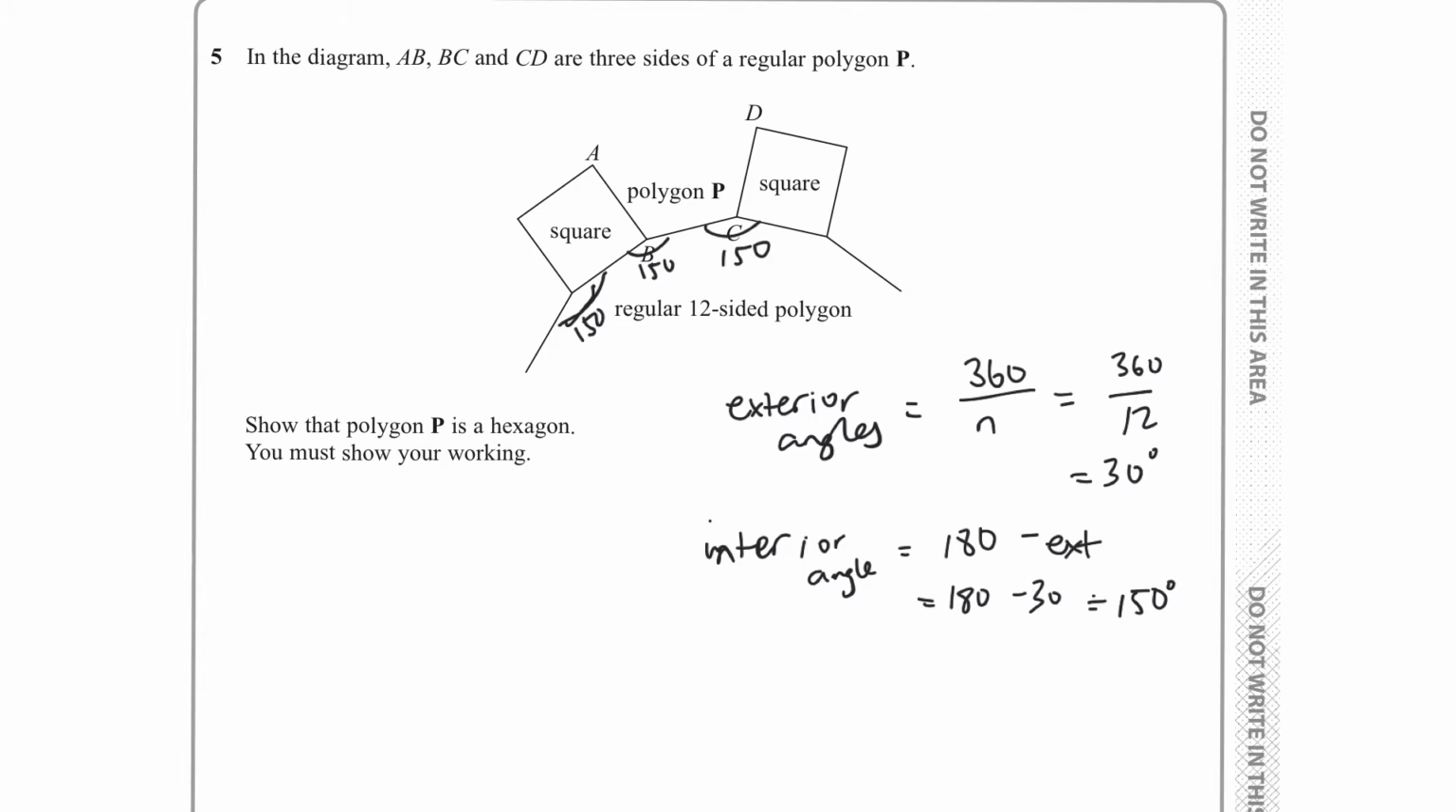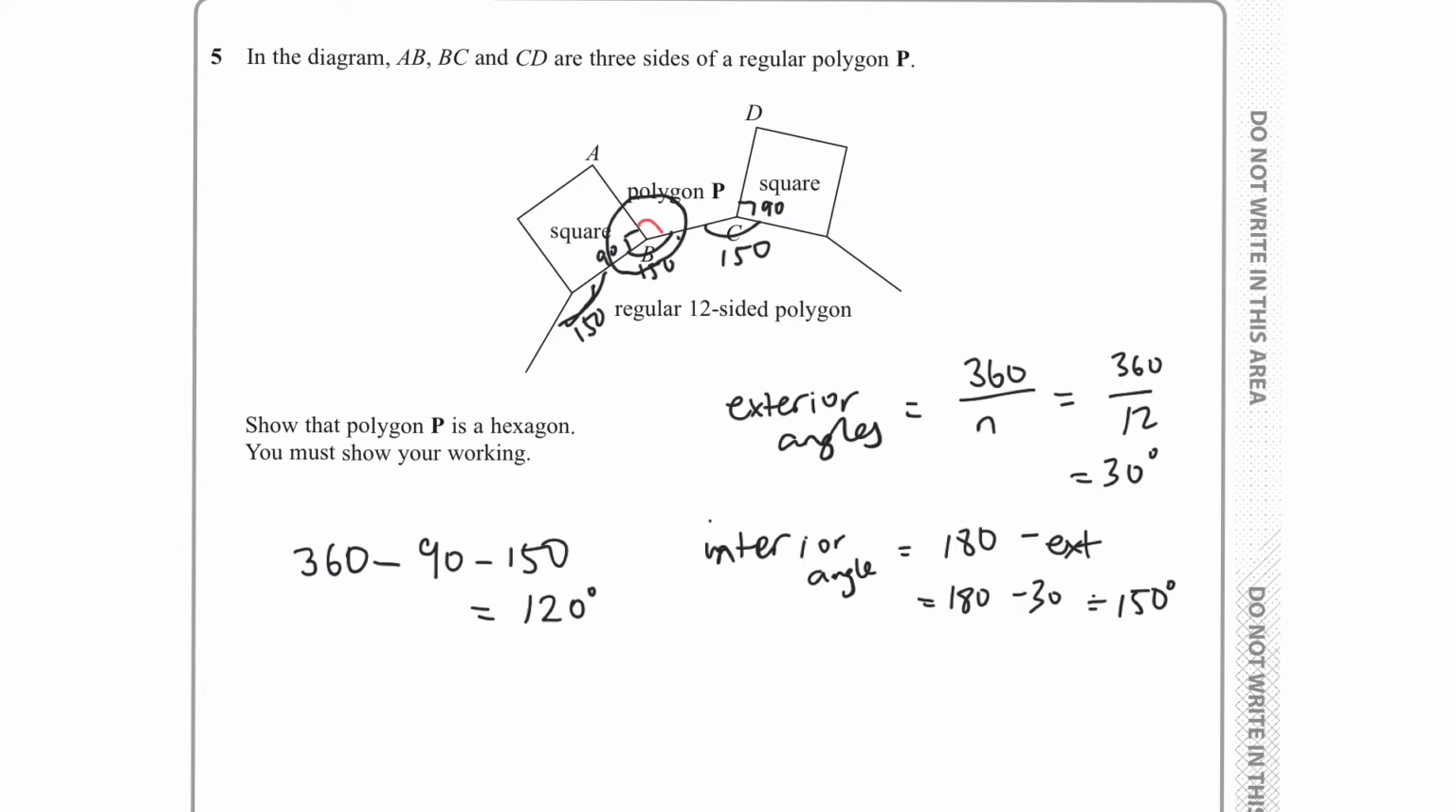So now that we know that, in order to work out the interior angle of polygon P, we know that there's squares on either side, and all the angles in a square are 90 degrees. So we've got 150, we've got 90 degrees, and we know that a total circle is 360. So to work out the angle in polygon P, it would be 360 take away 90 take away 150, which if you put that into your calculator, you should get 120. So the interior angle in polygon P is 120.